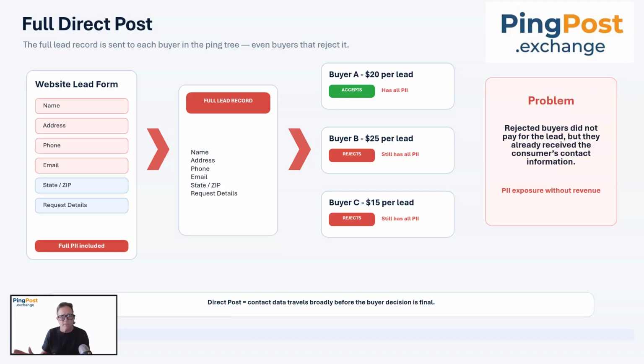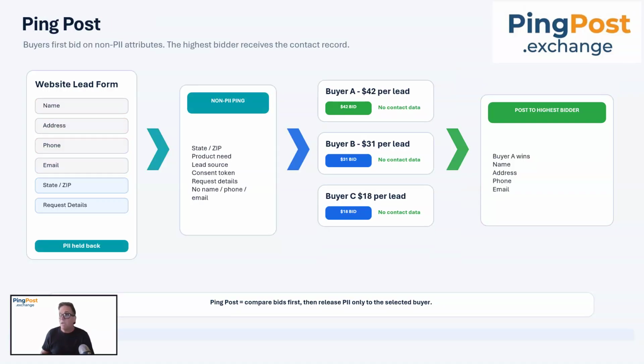But I wanted to explain full direct post. This is a full direct post where you're putting all of that information through to every single buyer. Not the greatest way to do business, let me tell you. This is a very old school way, and if your platform is doing this, you need to talk to us right now because this is not compliant in almost all situations. Almost all situations. So we're going to talk about now ping posts.